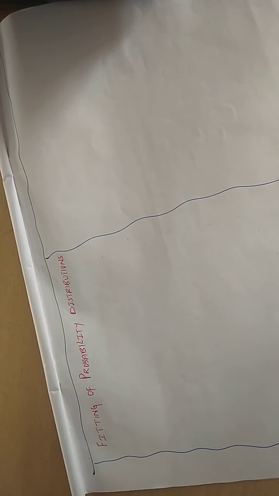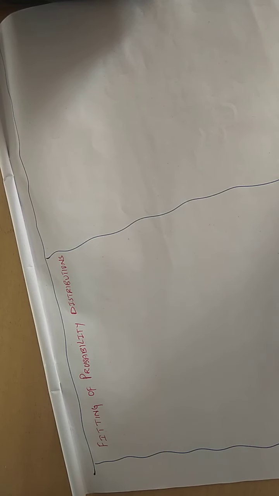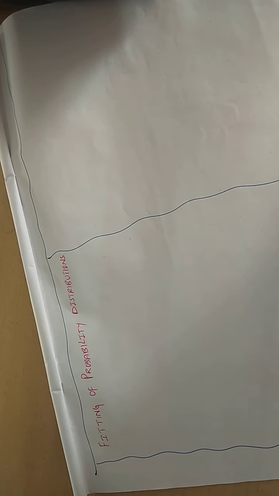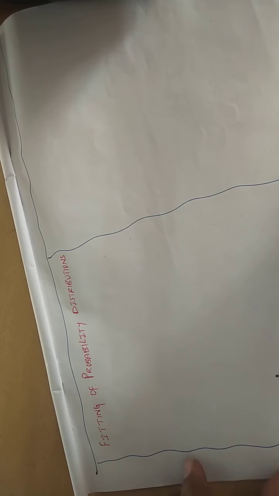Data will be given to you in the question paper, like an X variable and its frequency, and they ask you to fit a binomial distribution, fit a Poisson distribution, and finally calculate the fitted probability function as well as the expected frequencies. This is what we call the fitting of probability distributions.